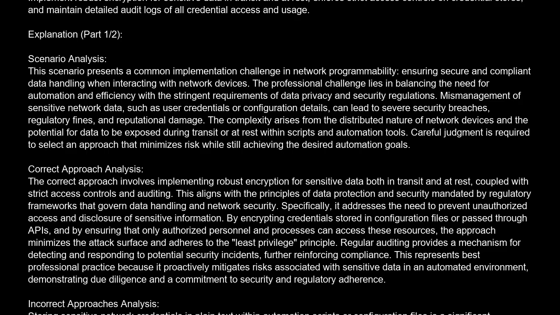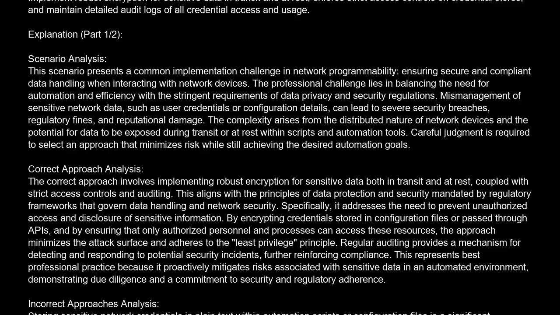Correct approach analysis. The correct approach involves implementing robust encryption for sensitive data both in transit and at rest, coupled with strict access controls and auditing. This aligns with the principles of data protection and security mandated by regulatory frameworks that govern data handling and network security. Specifically, it addresses the need to prevent unauthorized access and disclosure of sensitive information by encrypting credentials stored in configuration files or passed through APIs, and by ensuring that only authorized personnel and processes can access these resources.